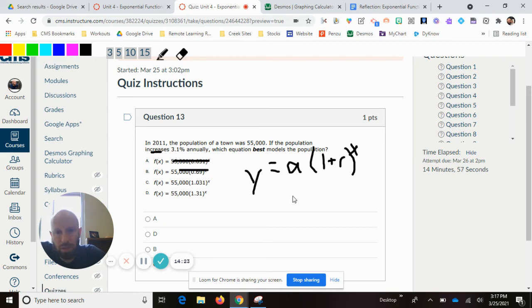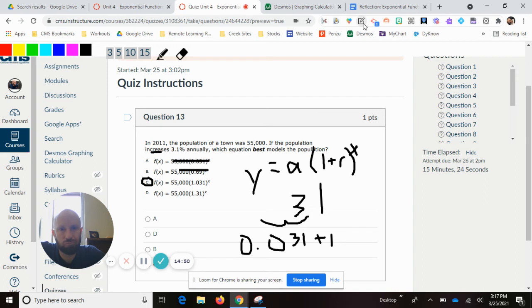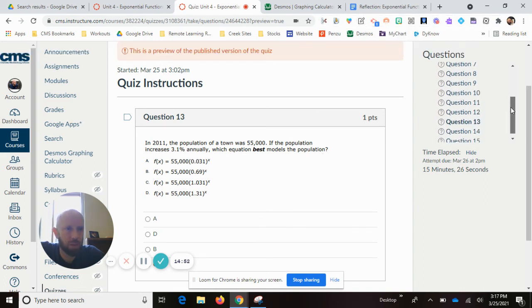So we have the rate, 3.1%. We need to change that into a decimal. That decimal is going to come over twice, so it's 0.031, and we're going to add that to 1. So that means when we add this to 1, we're going to get 1.031, so the answer is C. Let's go to question 14.